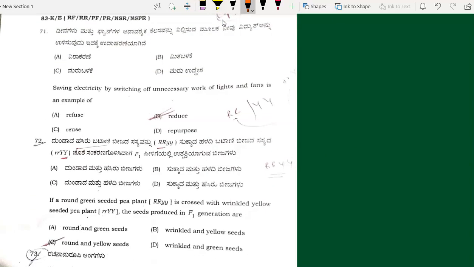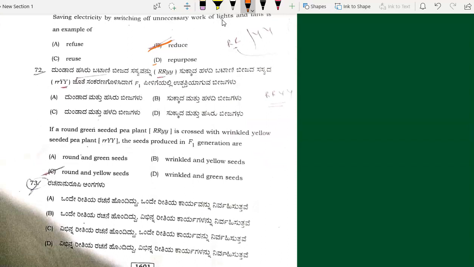Next we have 71. Yes, saving electricity, yes, we are reducing. We are trying to reduce the usage of current.